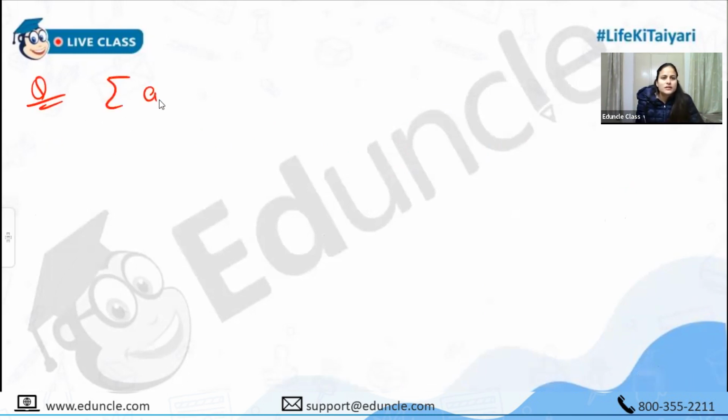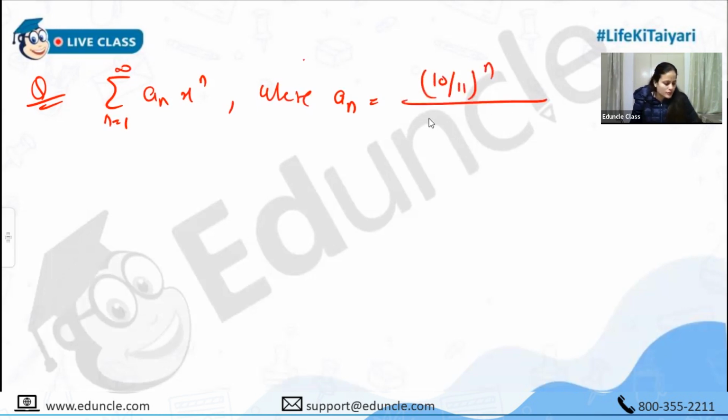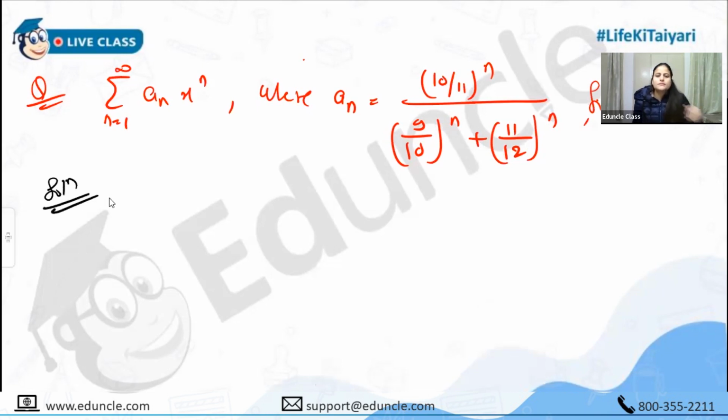Okay, so I am considering a series a_n x^n, n varying from 1 up to infinity, where a_n is equal to (10/11)^n upon (9/10)^n plus (11/12)^n. So here we need to find r, the radius. We need to find the radius here.